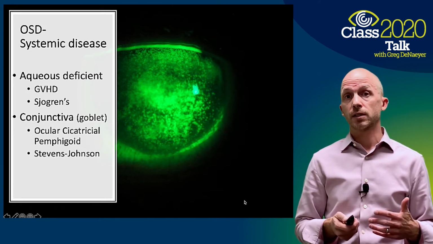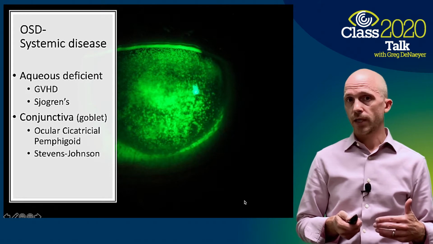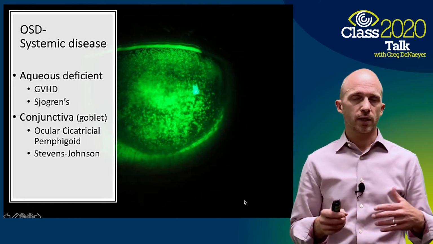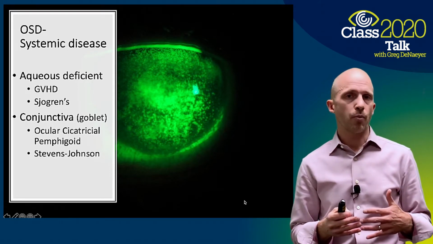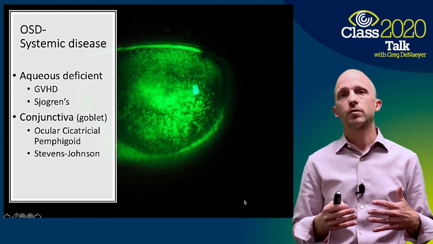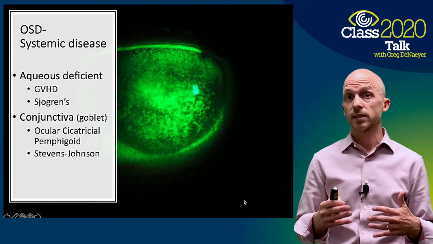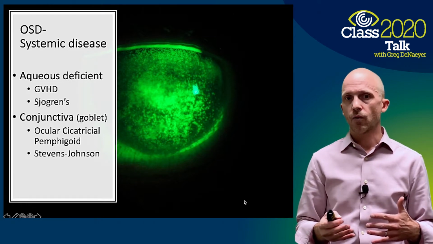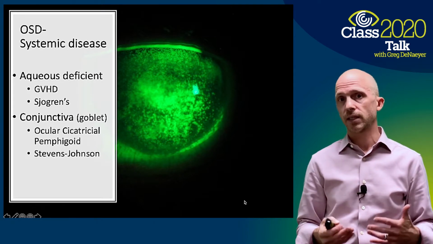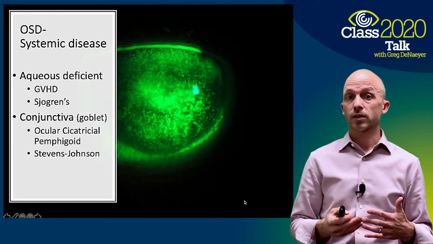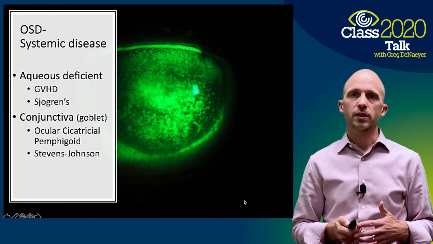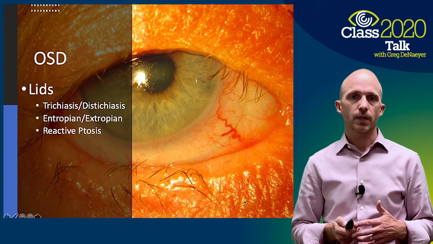Other systemic diseases can actually cause complications to the conjunctiva, and of course the conjunctiva contains the important goblet cells that are needed to maintain normal ocular health. So some of those disease processes that can contribute to ocular surface disease by affecting the conjunctiva include ocular cicatricial pemphigoid or Stevens-Johnson syndrome.